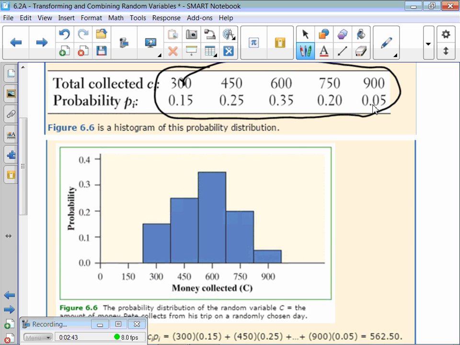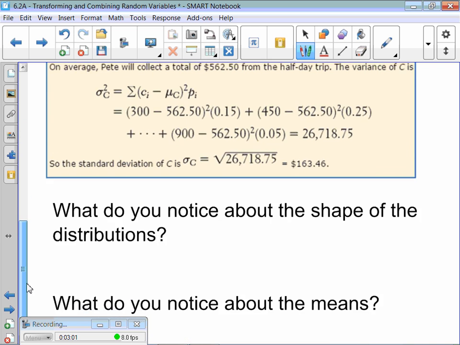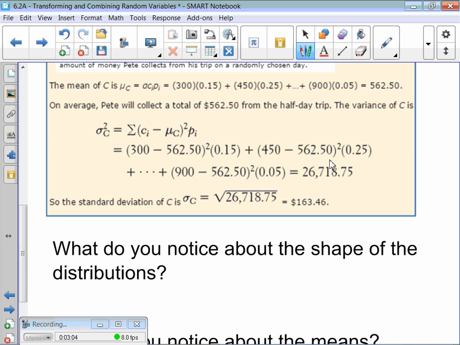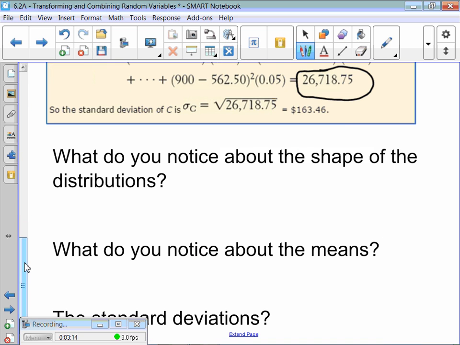Or there's a shortcut. What did I get in the mean of the original problem? 3.75 was our average number of passengers. How could I find the mean cost? Just multiply it by 150. That would be way easier than redoing the entire formula. So they redid the entire formula for you, or you could just multiply it by 150. Okay, same with the standard deviation. You could redo the whole formula, or you could take your previous standard deviation, which was 1.09, and multiply by 150.